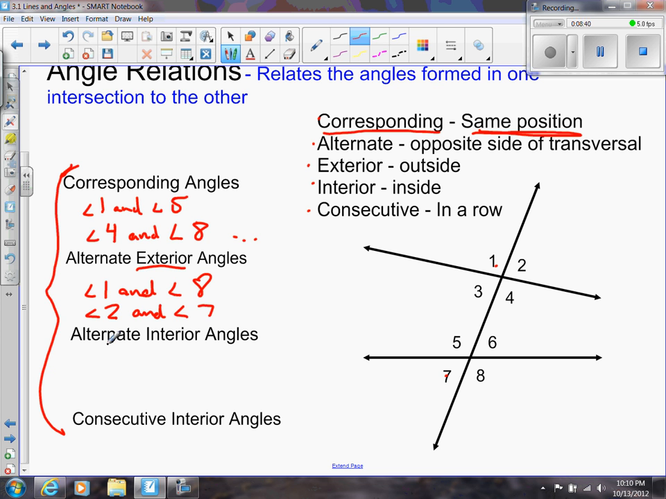Alternate interior, once again, alternate the transversal. Interior means inside. Once you get those vocabulary words, what alternate means, what interior, exterior, corresponding mean, you can piece these things together and it's easy. So alternate interior angles, we're on the inside and we're alternating. That gives us angle 3 and angle 6, and angle 4 and angle 5.